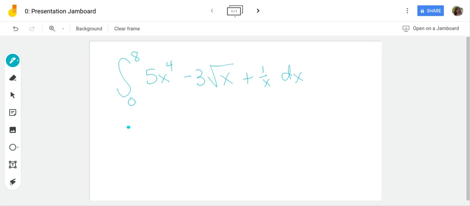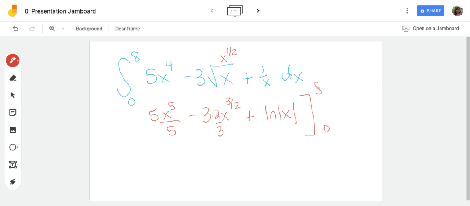All right, so what I want to do, I want to find my antiderivative first. So this would be 5x to the 5th divided by 5. All right, this is going to be minus 3. So this right here, remember, this is x to the 1/2. So what I want to do is add 1. So x to the 3/2, because you add the denominator to the numerator. And then instead of dividing by 3/2, we multiply by 2/3, plus, and the antiderivative of 1 over x is ln x. And I don't need the plus c because I'm going to evaluate from 0 to 8.